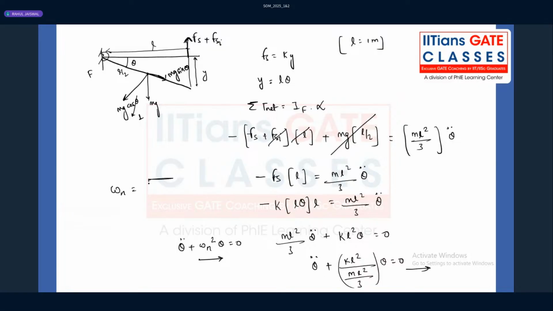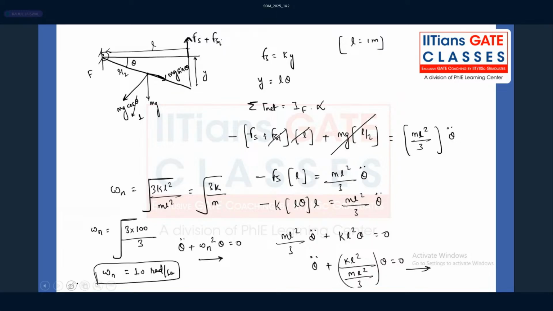Omega n, which is equal to what? Square root of k L square upon ml square upon 3, which is giving you 3k upon m, which is nothing but 3k. What is the value of k? It is 100. And m is given as 3, which is giving you the value 10 radian per second. Please make a note of it, or try it.